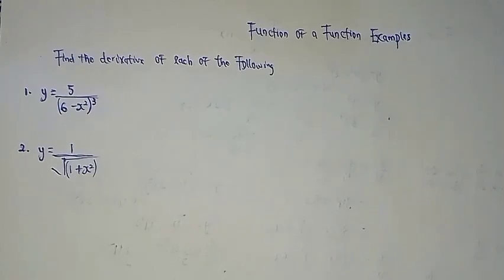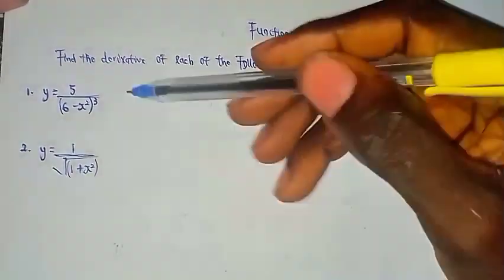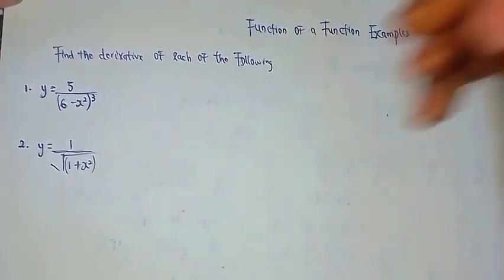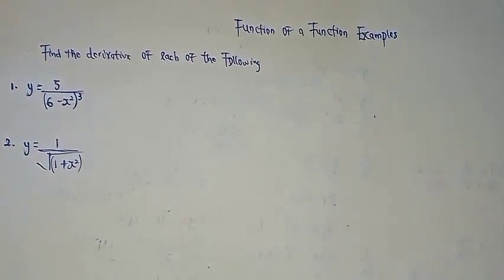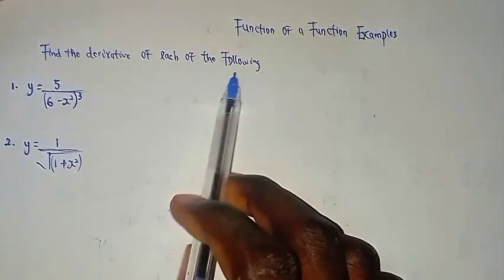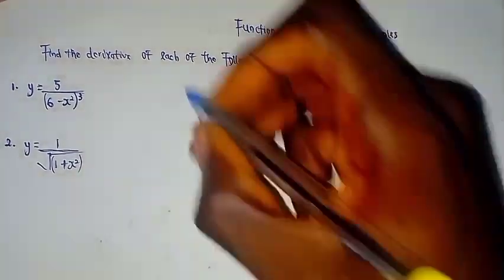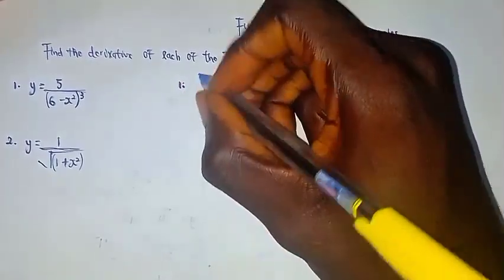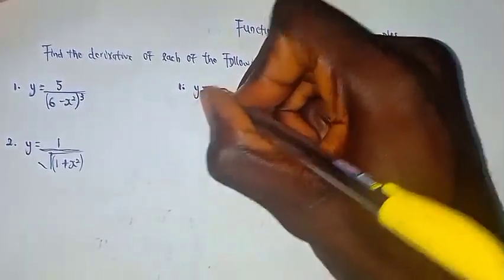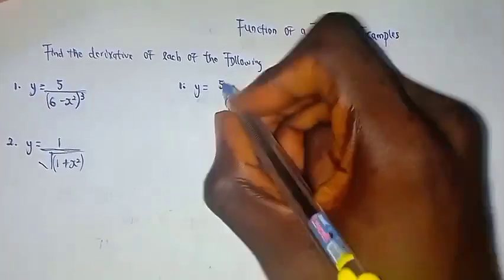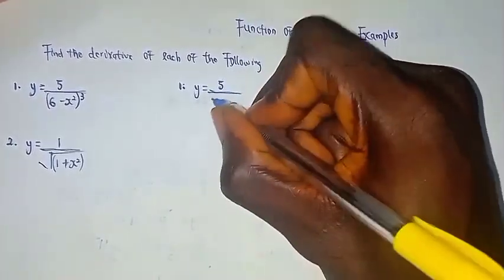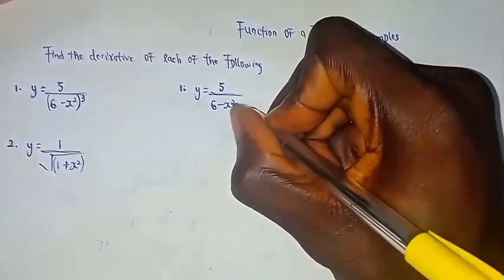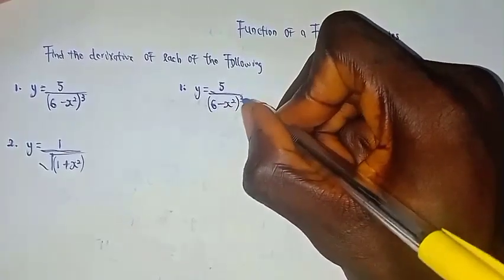Let's look at more examples for function of a function. Okay, so we have two examples for us. It says find the derivative of each of the following. So the first question is y is equal to 5 all over 6 minus x squared raised to the power of 3.